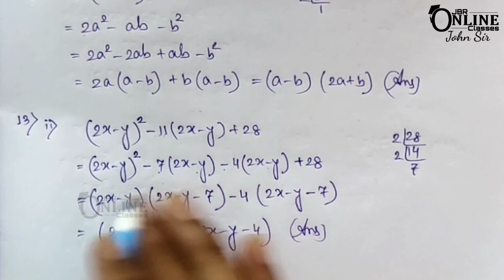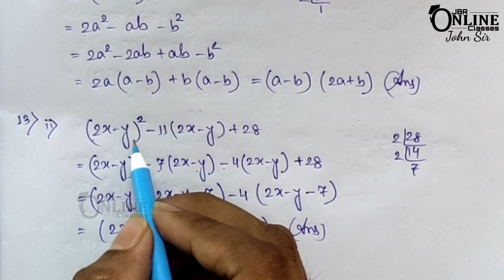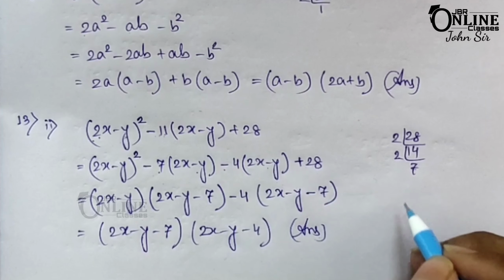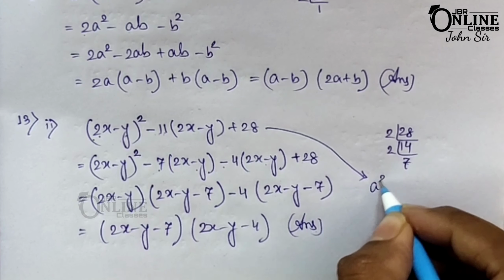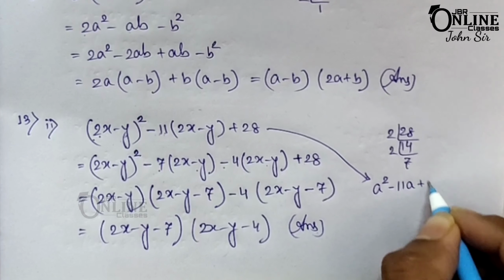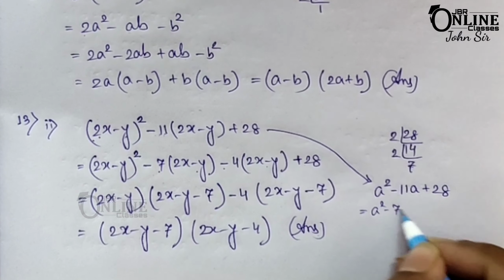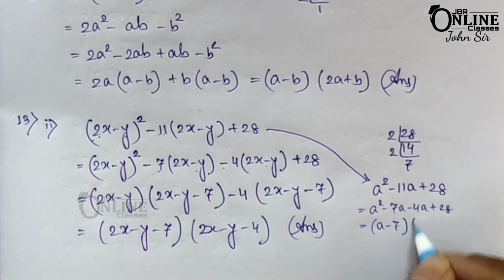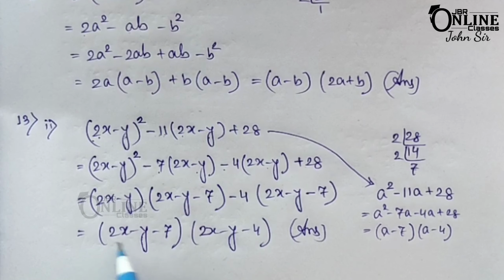Okay, so in this way you can solve this problem. You can also solve this problem by considering this one as a. Suppose let 2x minus y equal to a. Then the following expression will be changed into a square minus 11a plus 28. Now you can solve this expression as a square minus 7a minus 4a plus 28. So you will get a minus 7 and then a minus 4. Now put down the value of a, and write down here in the place of a, 2x minus y, so you will get the same answer.